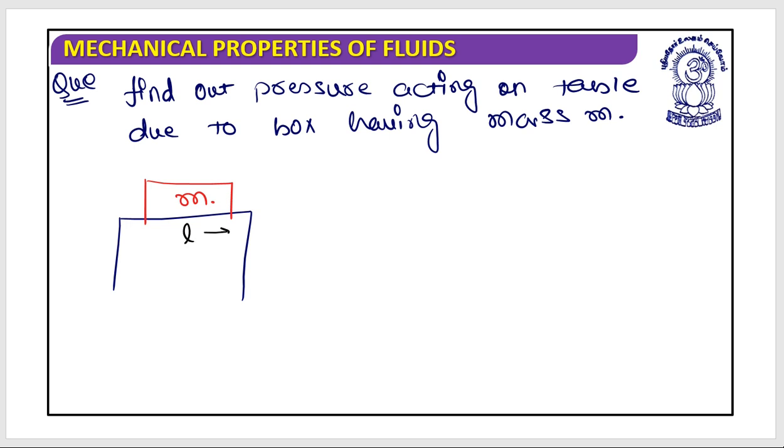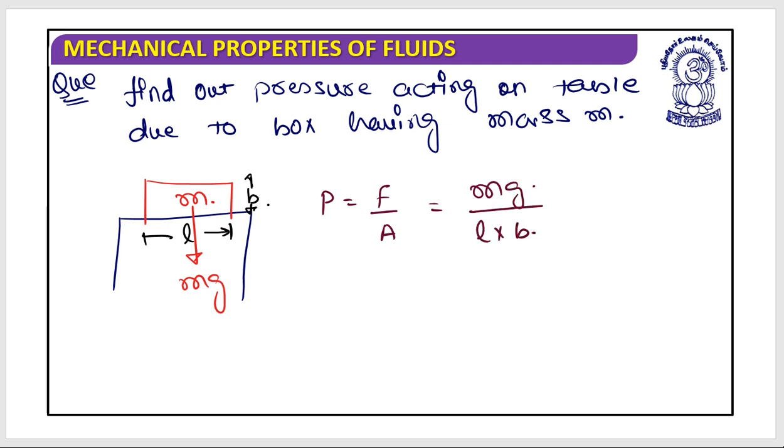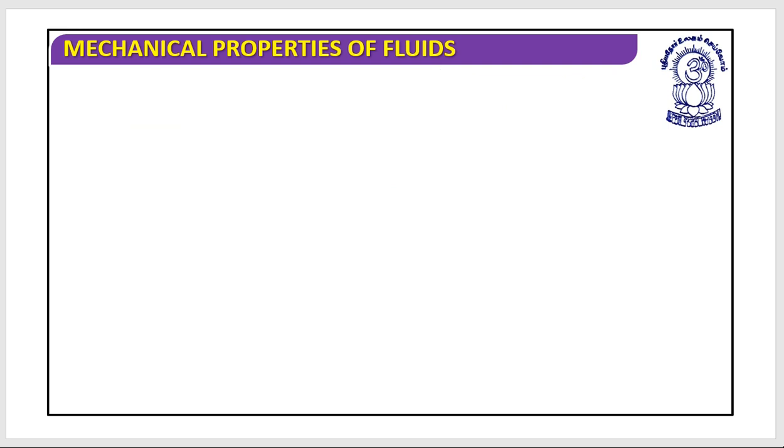This is its dimension, L by B. If I want to write the pressure, it is force by area. Only one force is acting on it, which is mg. So the pressure is mg divided by the cross-sectional area, L into B, in Pascal. This would be our answer. I hope this is clear. Is it clear? Let's work on the next question. Do it quickly.